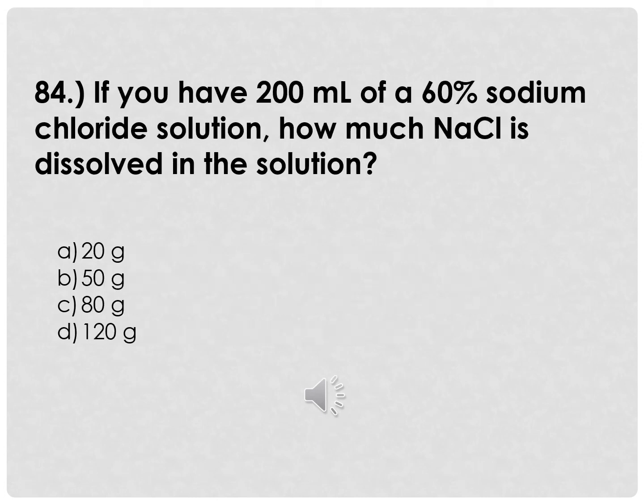If you have 200 milliliters of a 60% sodium chloride solution, how much sodium chloride is dissolved in the solution? So, the way you can find 60% of 200 is first you need to convert the percentage to a decimal by dividing by 100. When you do this, that will give you 0.60. Then you multiply the two together. So 0.60 times 200 gives you 120. The correct answer is D, 120 grams.